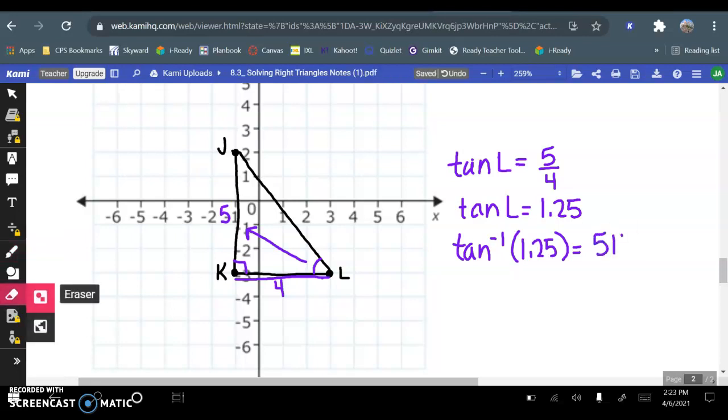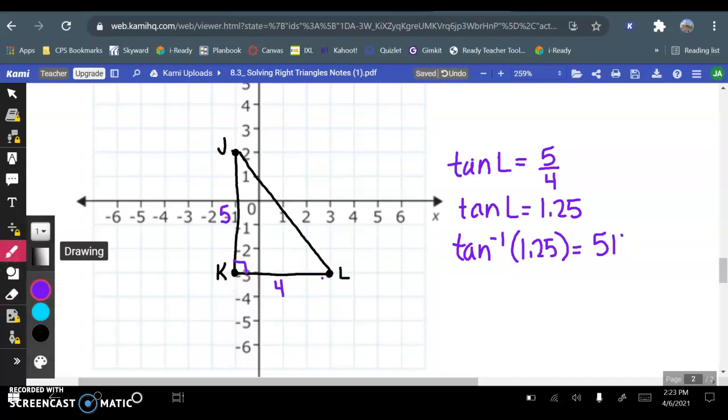So angle L is 51, and then we know that K is 90, so 90 plus 51 is 141, and then we do 180 minus 141 gives us 39. So this other angle is then 39.